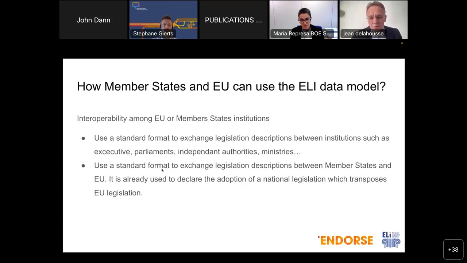The second use is between member states and the EU, and it's already used. You have an application now where you can declare the adoption of a national legislation, which transposes EU legislation, and you can just indicate the URI of the national legislation. It will gather the metadata describing this legislation on the website of the official journal. And there are more projects coming now to exchange messages between European institutions.